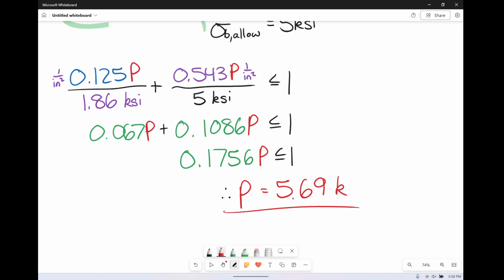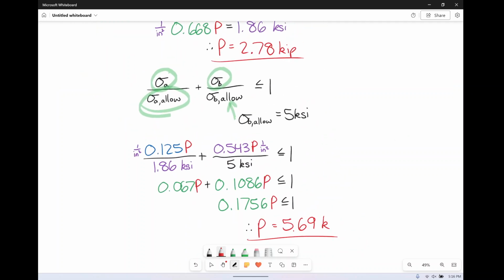And you might be thinking, wow, the difference between these two numbers, 2.78 and 5.69, is almost double. And that's basically a function of that guy right there. If he was a bit bigger, then this would change things. But either way, the interaction formula is still conservative. It's just not as conservative. So depending on how the question wants you to do it, you will get two completely different answers. So do be careful with that.